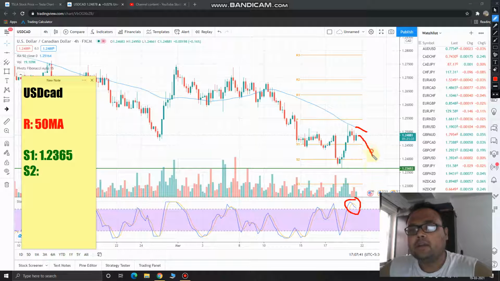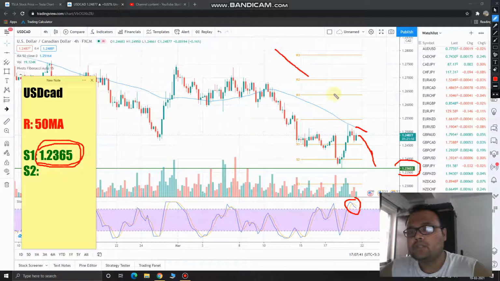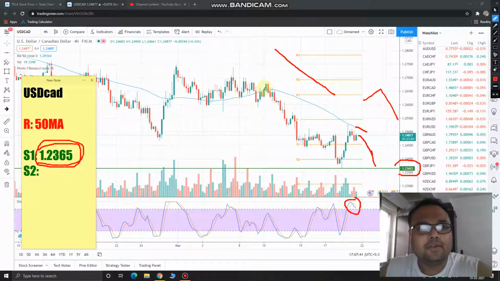And if you short the market, then your target will be this 1.2365, support 1. This support will be your target if you short the market at the 50 moving average. Because overall the trend of the market is towards the downside, therefore we'll only be looking for an opportunity to short the market. So this is the simple analysis for US dollar, Canadian dollar for 19th March.